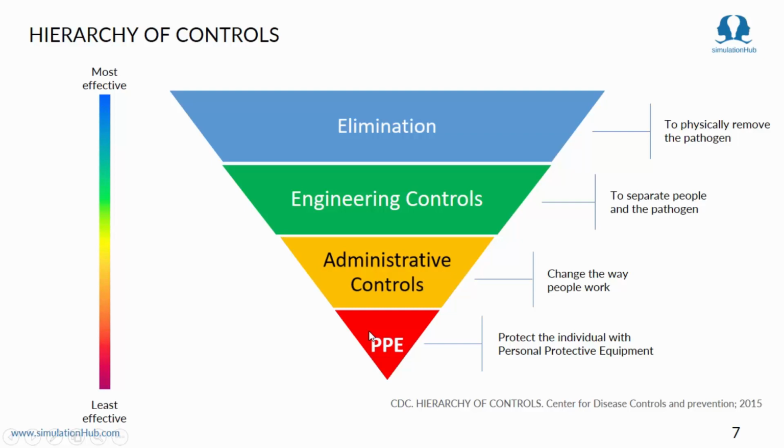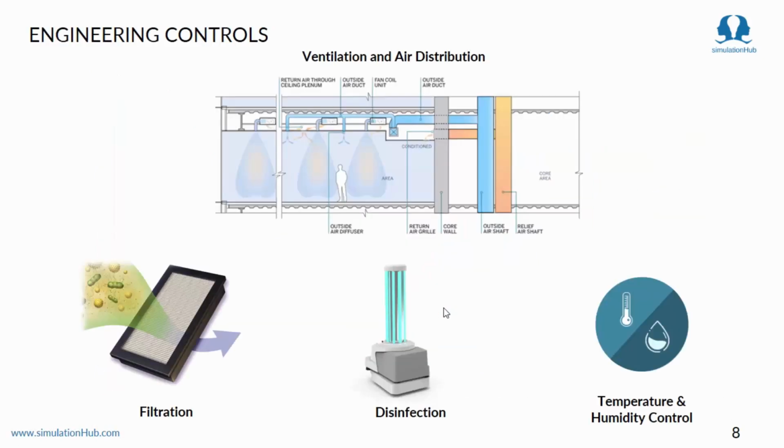In engineering controls, ventilation and air distribution is a primary control strategy to avoid spread of airborne contaminants from one person to another, sharing the same space. This is achieved by the dilution of air contaminants around the source and removal of infectious agents. Other techniques are filtration, that is use of high efficiency HEPA filters, disinfecting air with UV light and bipolar ionization, and controlling humidity and temperature levels. But in this webinar, we will be focusing more on ventilation and air distribution strategies only.